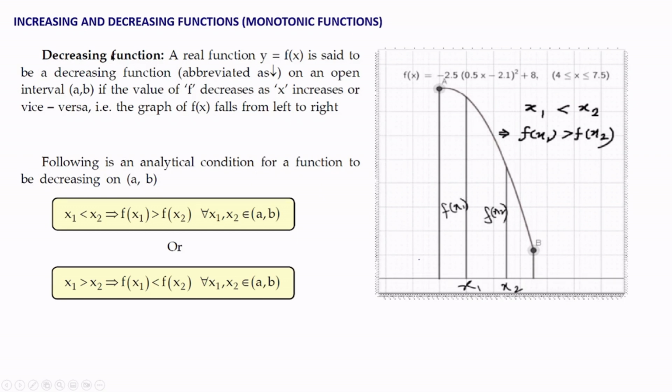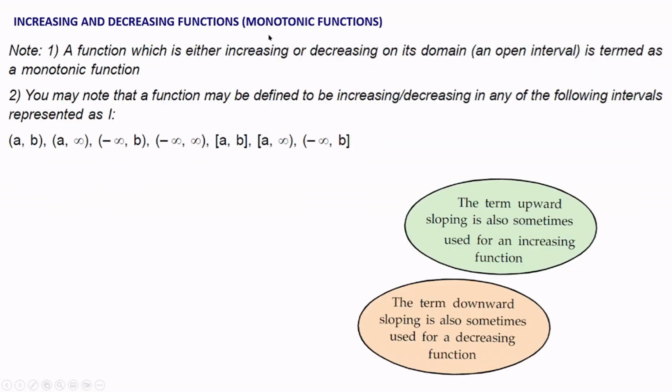Those functions which are either increasing or decreasing functions are called monotonic functions. So here a function which is either increasing or decreasing on its domain, an open interval, is termed a monotonic function. Then we can see that a function may be defined to be increasing or decreasing in any of the following intervals, which is represented as I. So it can be either increasing or decreasing on any of these intervals.